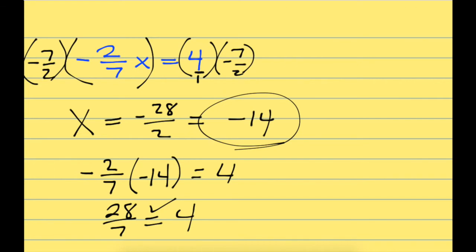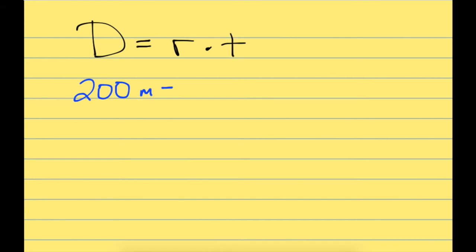Let's try a word problem. In the 2004 Olympics, Shawn Crawford won the 200-meter dash. His winning time was 19.79 seconds. Find his average speed to the nearest tenth of a meter per second. So we know that distance equals rate times time. And what distance did Shawn Crawford travel? Well, it was the 200-meter dash, so he traveled 200 meters. Do we know his rate or his speed? Nope, that's what we're trying to find out. So let's leave that R there.